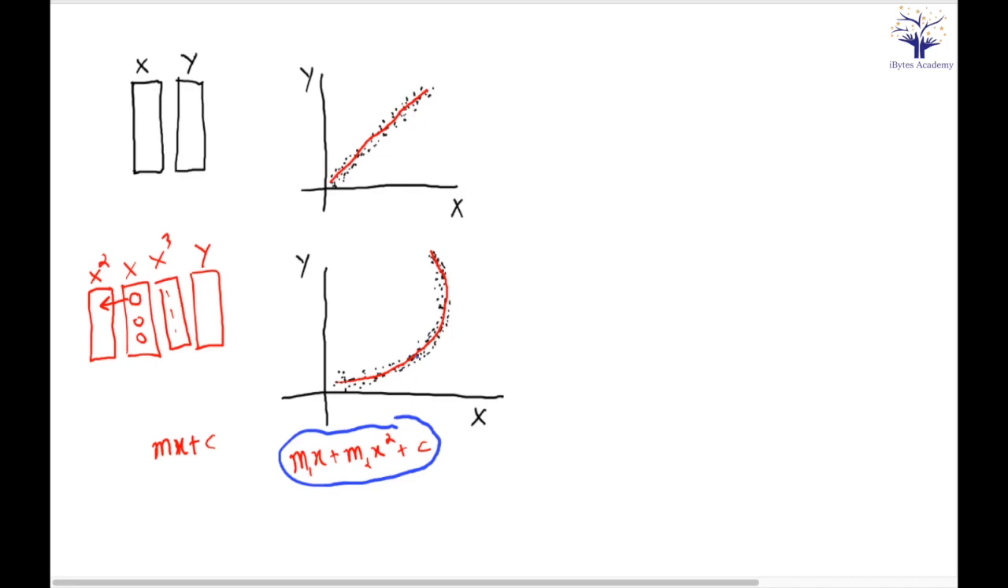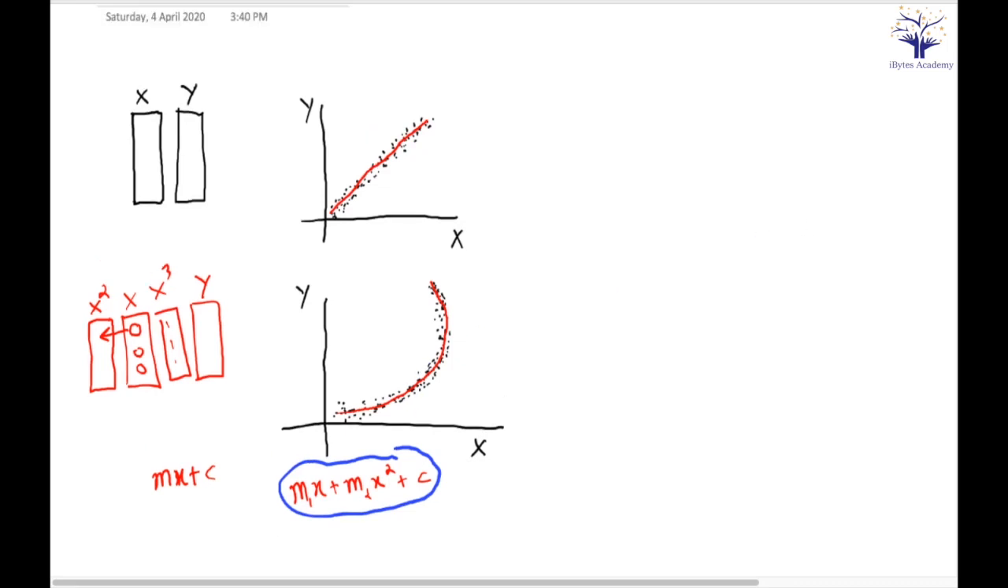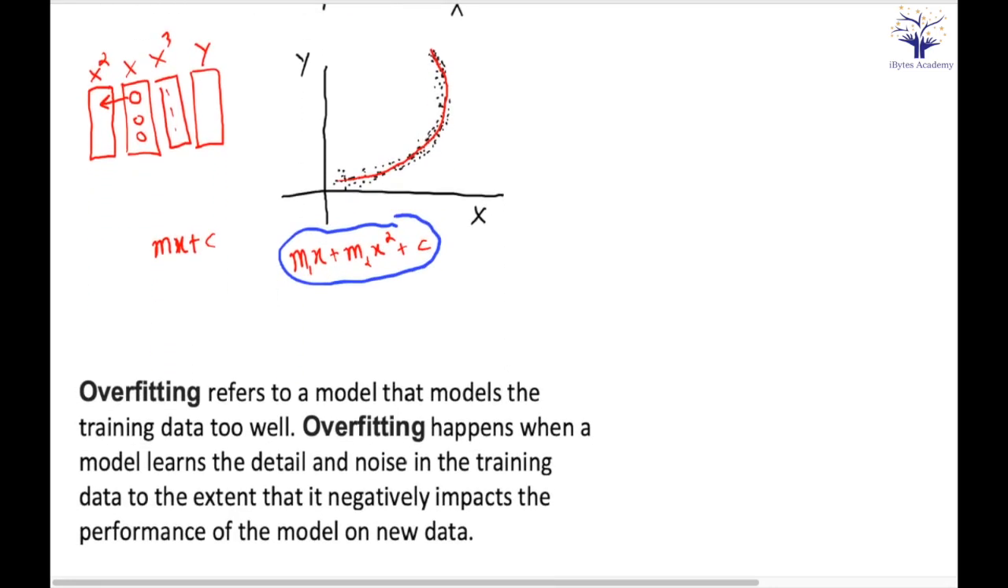This is what we call overfitting. If we have a look at the definition, overfitting refers to a model that models the training data too well. It happens when a model learns the detail and noise in the training data to the extent that it negatively impacts the performance of the model on new data. Right? So I hope this is clear.